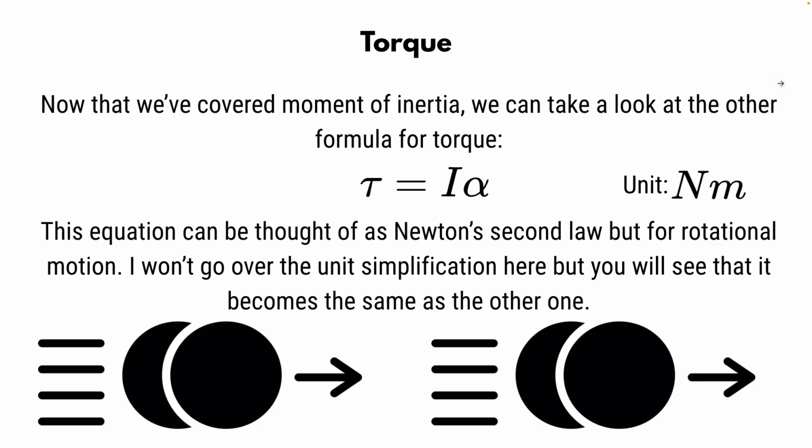So what is torque now that we've covered moment of inertia? What is torque really? We can take a look at the other formula for torque: torque is equal to moment of inertia times alpha, or angular acceleration. By the way, the unit for torque is Newton meters. If you think about it, this is pretty much Newton's second law, but for rotational motion. I'm not going to go over the unit simplification here, but you'll see that it becomes the same as the other one. From here on out, we're basically just going to be looking at parallels with Newton's laws and translational motion.